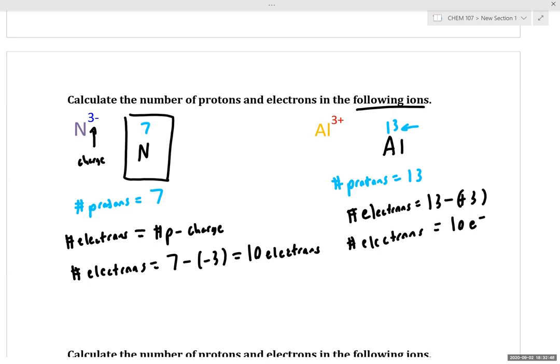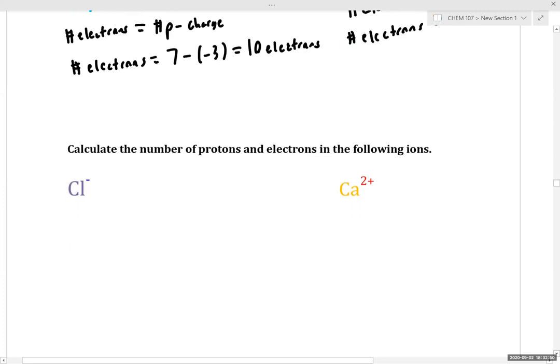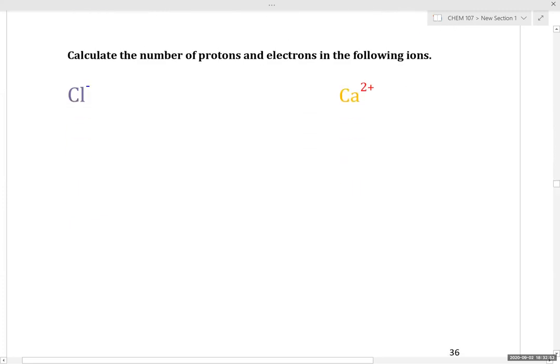Okay, so let's now have you work on the following two examples and calculate the number of protons and electrons in the following ions. We'll discuss this example in about 4 minutes. So let's work through this problem and then we'll discuss in about 4 minutes.